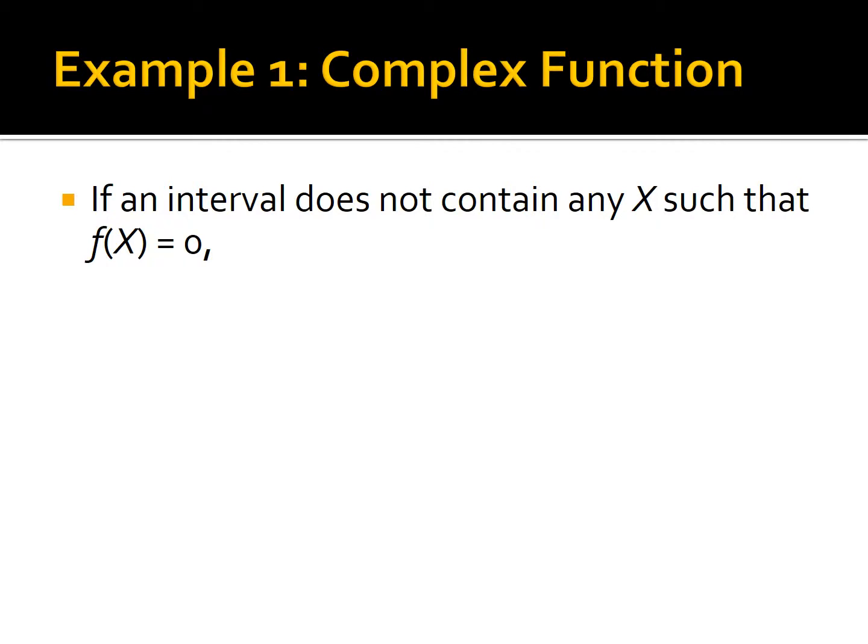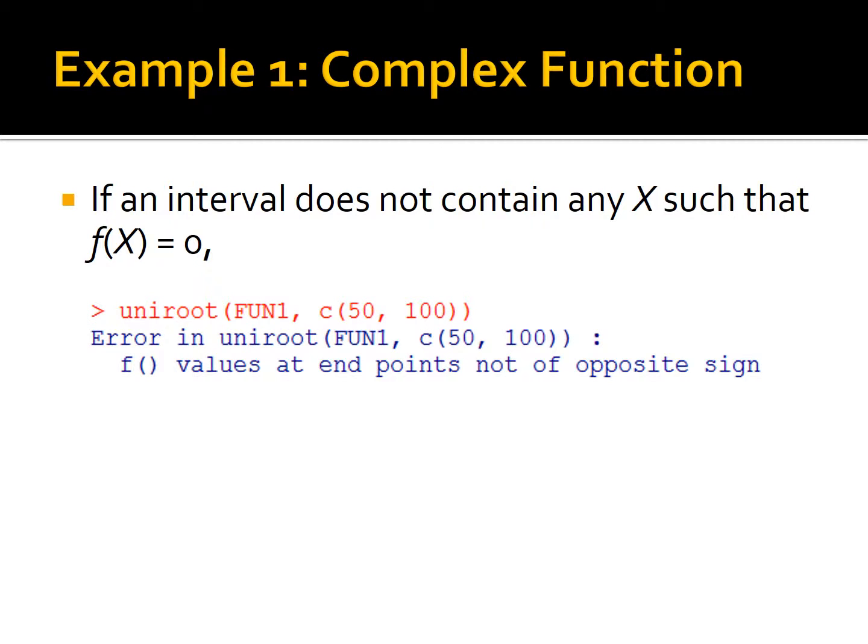However, if an interval does not contain any x such that the function of x is 0, for example, I call uniroot of fun1 and I put 50 to 100, then an error will be provided saying that uniroot cannot find the x where the function equals 0 because both endpoints have the same sign.